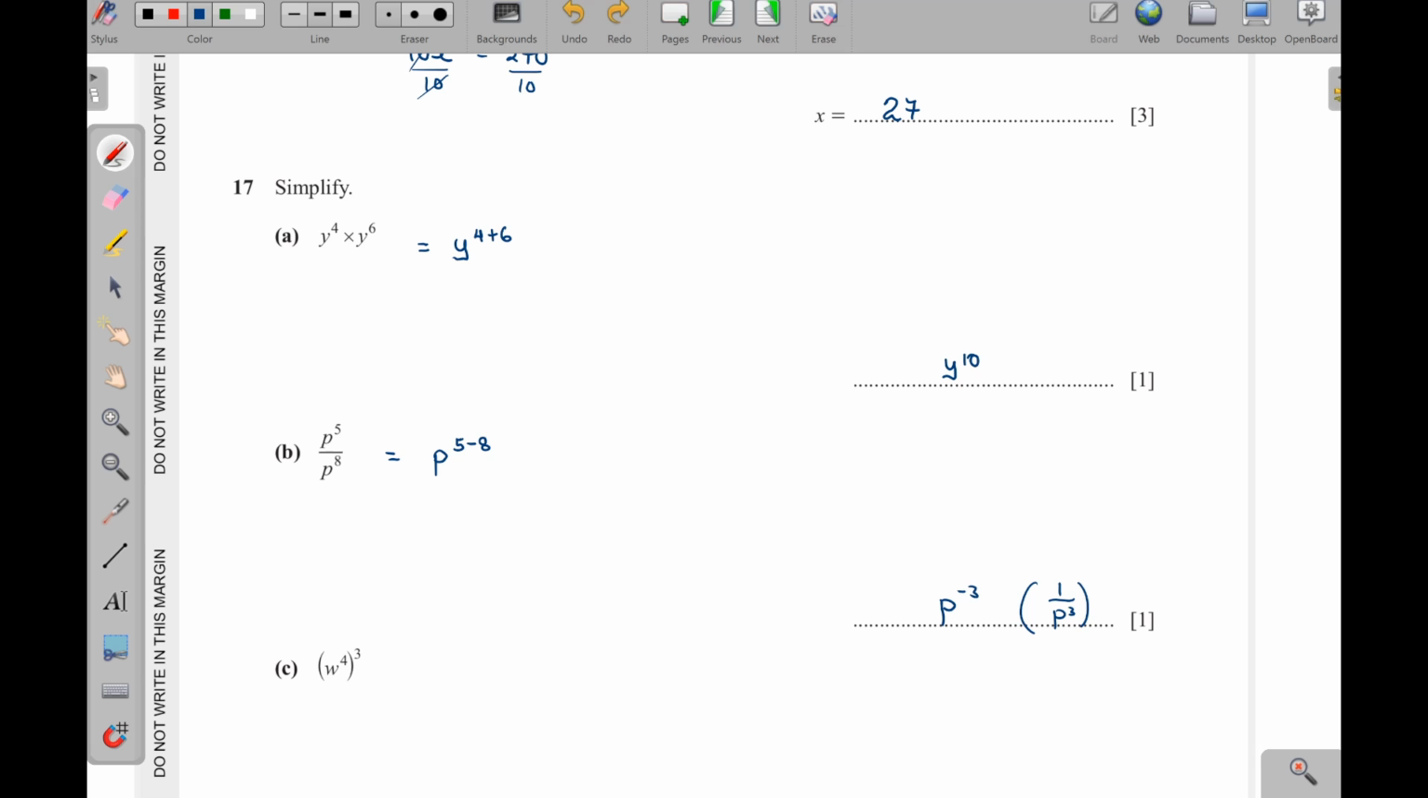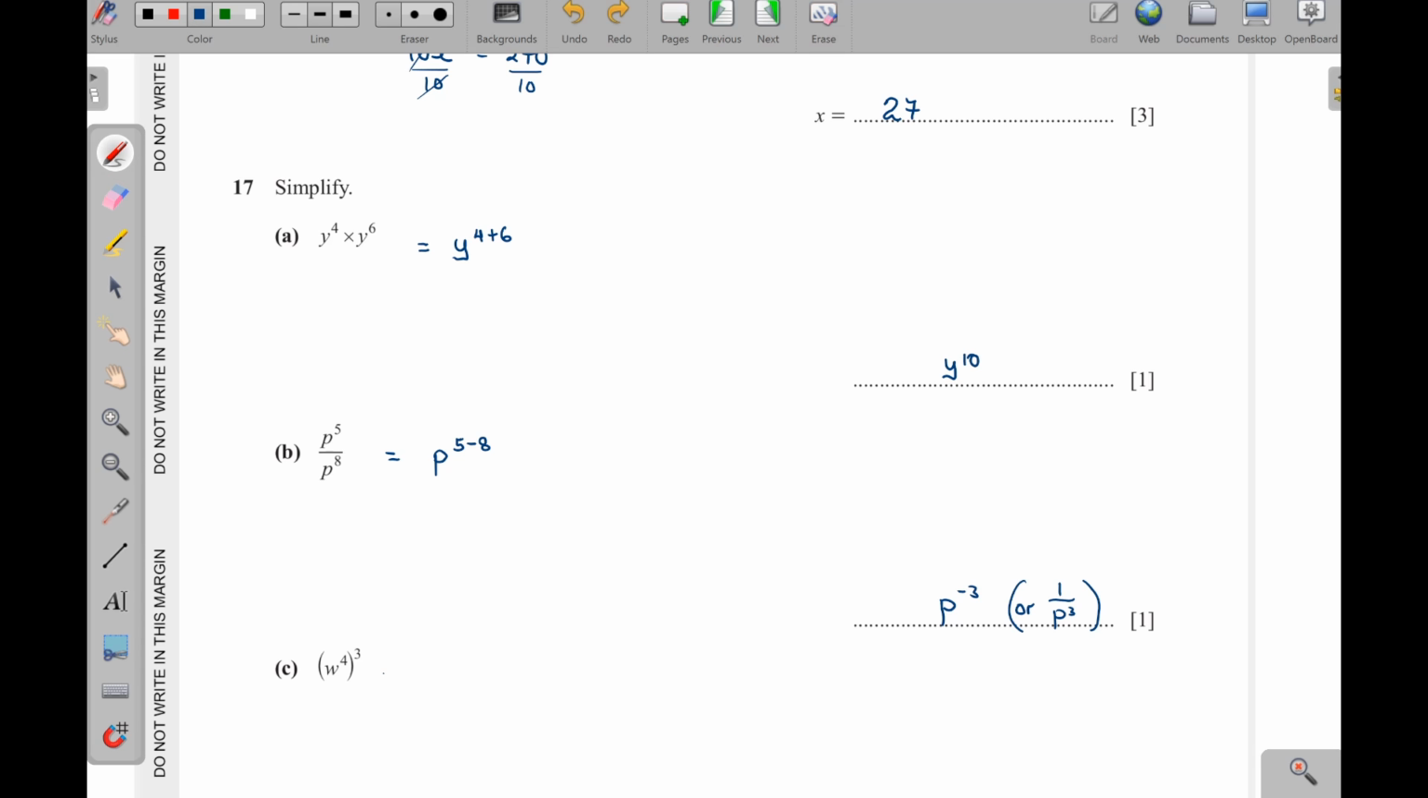Okay? So you can have this one as your answer. But in the exam, don't write all this that I've done. I'm just showing you that you can write either this one or this one, okay? But not both. Don't waste time.